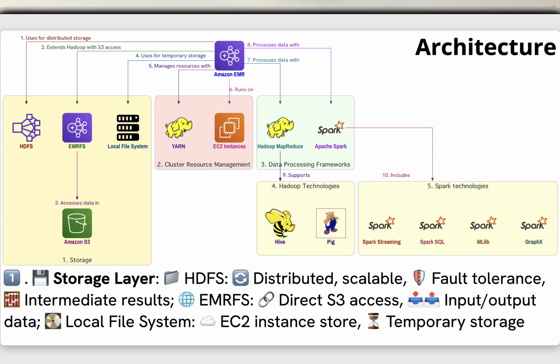So let's see the architecture of EMR. First, we have the storage layer, which consists of HDFS, EMRFS or local file system. HDFS is a distributed scalable file system for fault tolerance and intermediate results. HDFS stands for Hadoop Distributed File System. Then EMRFS, which extends Hadoop for direct Amazon S3 access, ideal for input-output data. And then the local file system, which uses EC2 instance store volumes for temporary, lifecycle-bound storage.